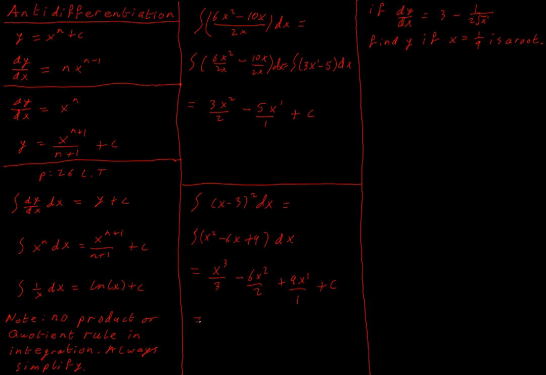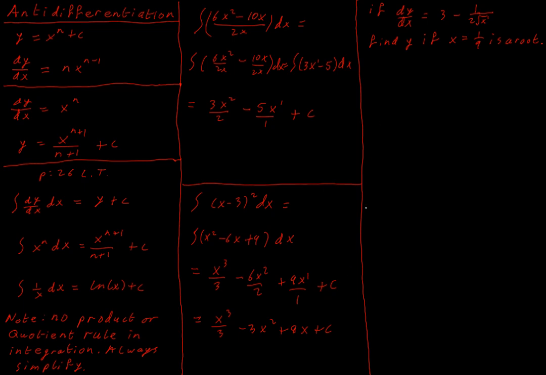Tidying that up a little bit, we have x cubed all over 3 minus 3x squared plus 9x plus c. And that's our best estimate for y at the moment, because we don't have enough information to find out what the constant could have been. Could have been 0, could have been anything, any number.